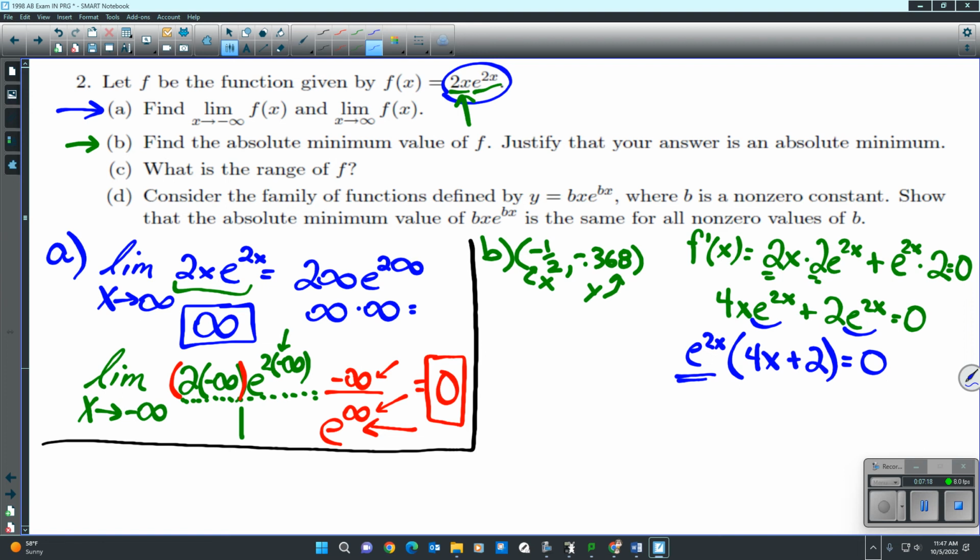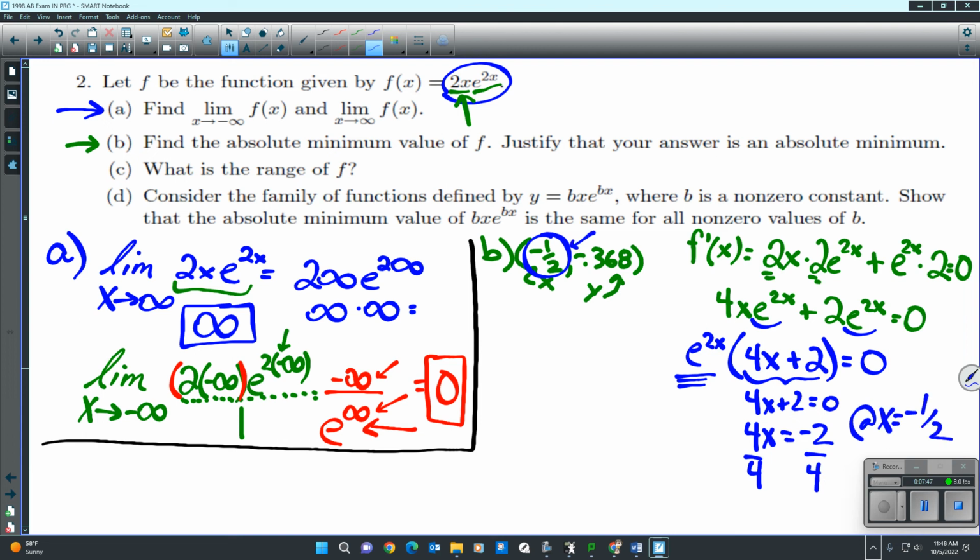This will never equal 0, so I only need to see where this factor equals 0. And that happens when x is -1/2. If I solve that, I say 4x plus 2 equals 0. I subtract 2 from both sides and get 4x equals -2. Then I divide both sides by 4. That happens at x equals -1/2. That's good. That confirms what our calculator told us.